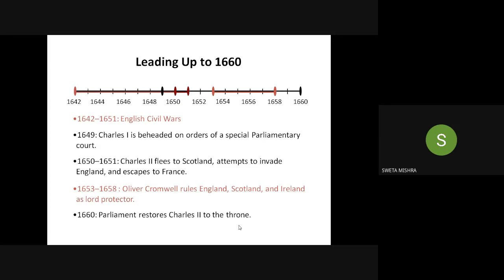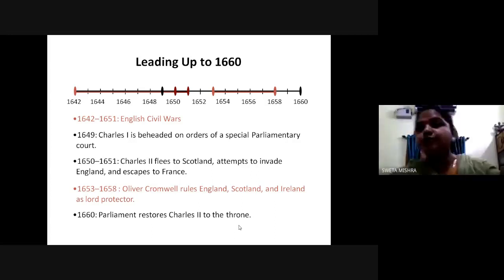So before Charles II was restored to the throne, these were the major events that took place from 1642 to 1660. 1660 was the year when Parliament restored Charles II to the throne.